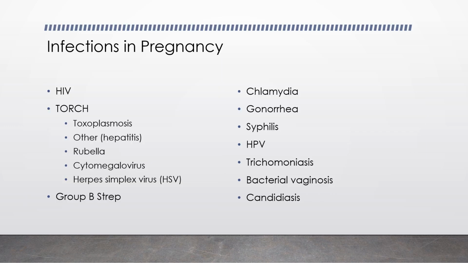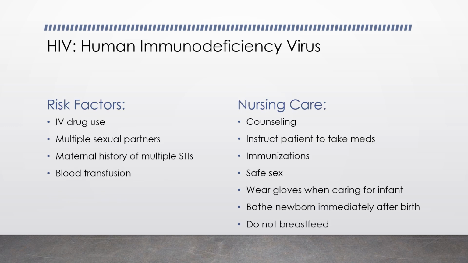Infections in pregnancy. So I promised in the newborn complications that we'd run into this in a future slide deck, and on this slide we'll see those TORCH infections. Other infections in pregnancy could be HIV, Group B strep, and a lot of different sexually transmitted infections.